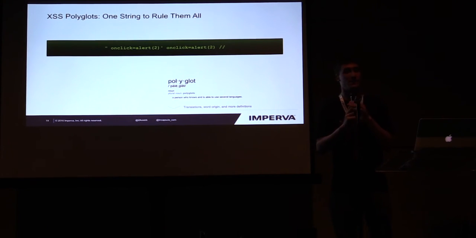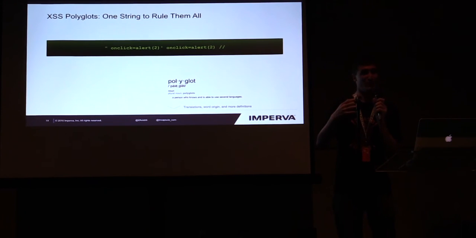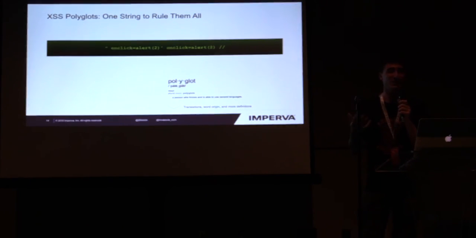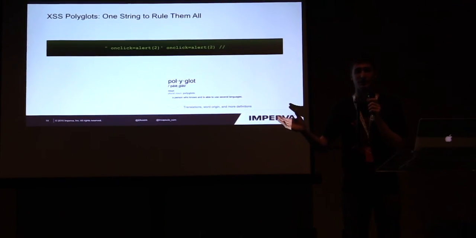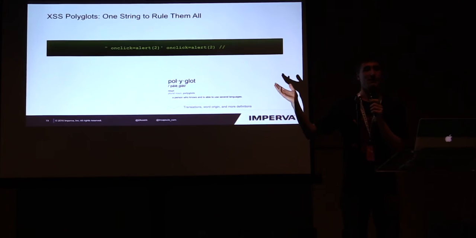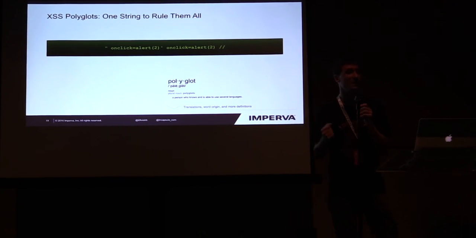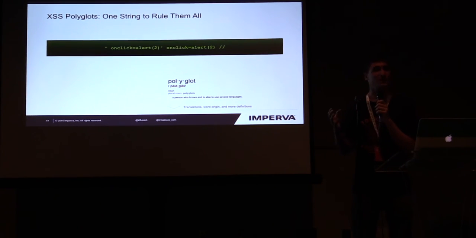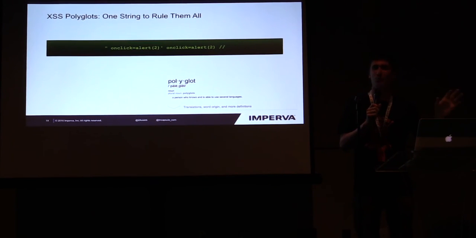And polyglots are coming to solve the problem of trying so hard to understand the context by using a single payload that is valid for many different contexts. Here we see one example that is valid for two contexts, as we'll see in the next slide, but actually you can find polyglots that are valid for 7 or even more different contexts. And this is good for some reasons. One, it's like a no-brainer. You just put it there and you're good.